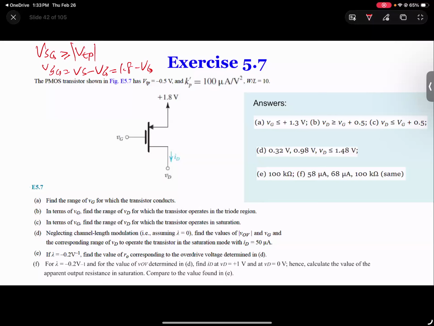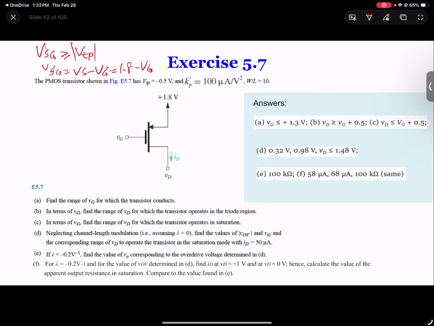So the solution is that VG has to be less than 1.3. If VG is too big, it's not going to work because VTP is 0.5. So 0.5 plus 1.3 is 1.8, right? So that's what we get. And then part B asks you to find the VD for which the transistor enters the triode region.